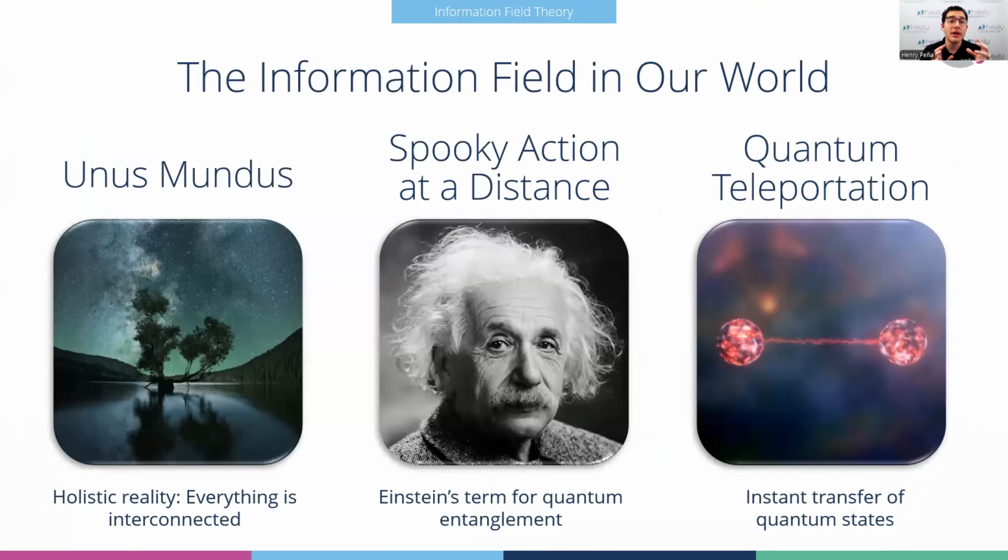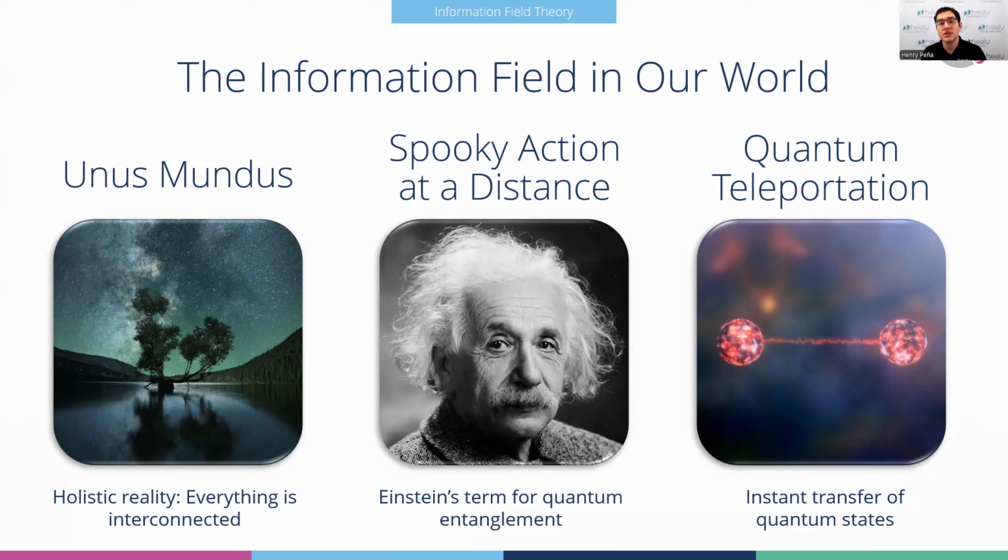Now, how is the information field present in this world that we live in? So for that, I like to refer to the term unus mundus. First of all, it's a term that was popularized by the Swiss psychiatrist Carl Jung and basically means one world. So the idea here is that everything is part of a holistic reality. We should not see ourselves as just a body and a mind and a spirit. It's a full picture, the whole thing.